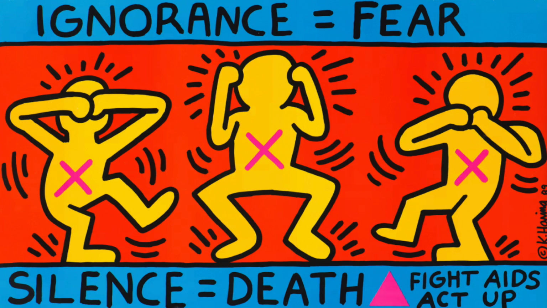Keith Haring was born on May 4th in 1958, and he was an American pop artist and activist, and one of the main issues that he protested against was the AIDS epidemic. And he himself had AIDS, and he died from AIDS on the 16th of February, 1990.